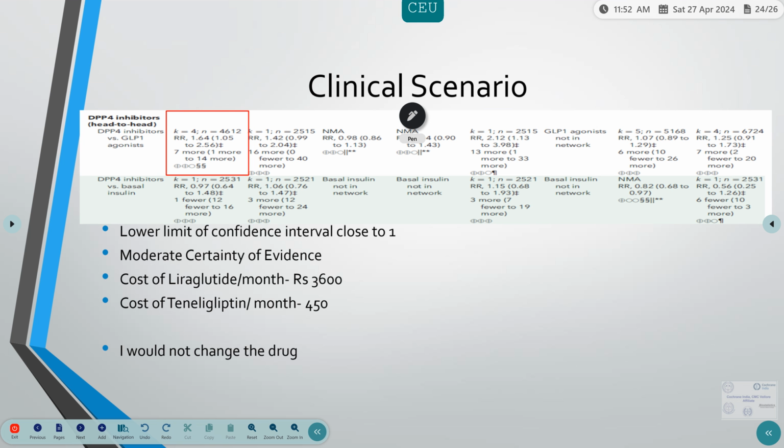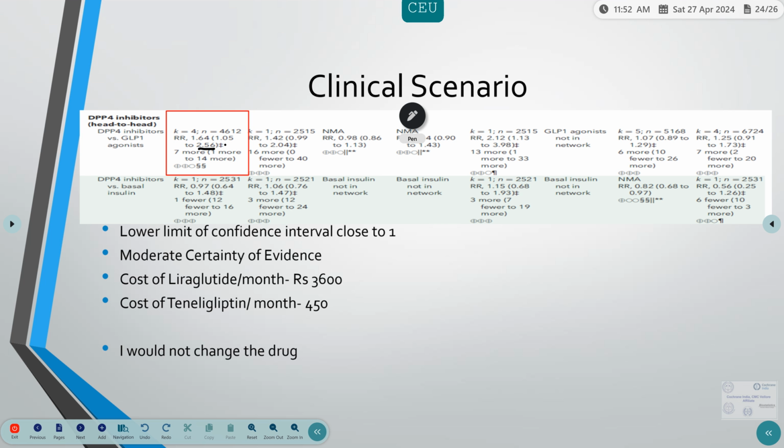So coming back to our clinical scenario of the 40-year-old man on teneligliptin: should we stop teneligliptin and start a GLP-1 agonist for the mortality benefit? Here we see that the confidence intervals are from 1.05 to 2.56. Even though they say, based on this study, there are 7 more deaths which can happen if you are on DPP4 inhibitors, the confidence interval is between 1 more death in 1000 to 14 more deaths in 1000, which is almost the same, we can say.